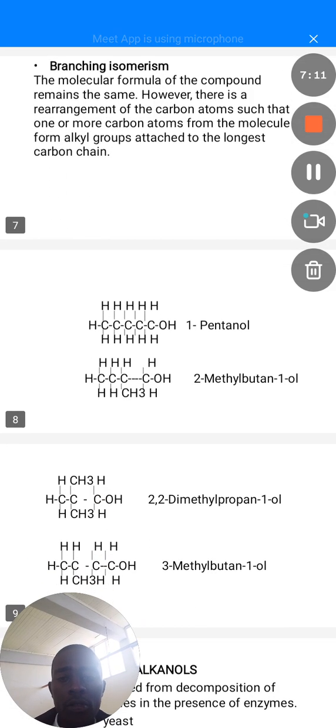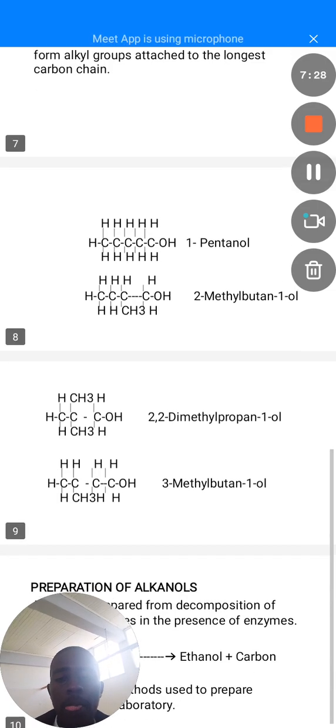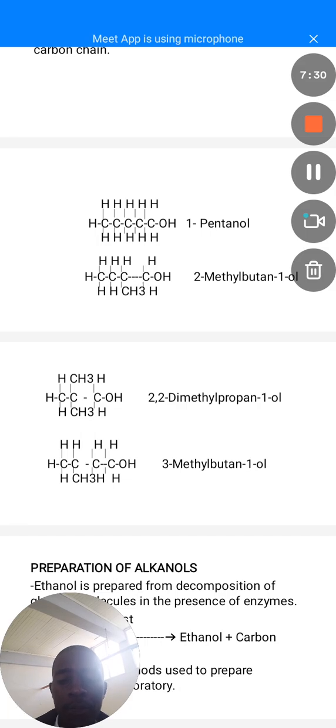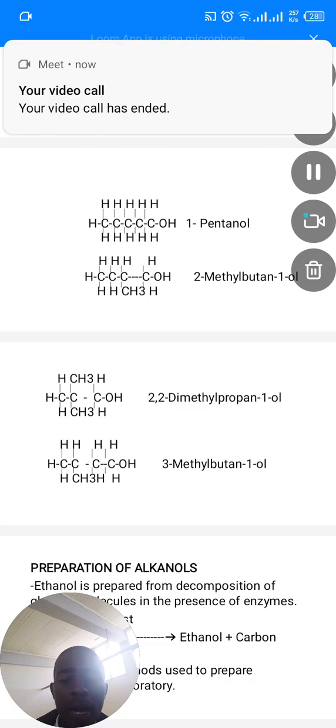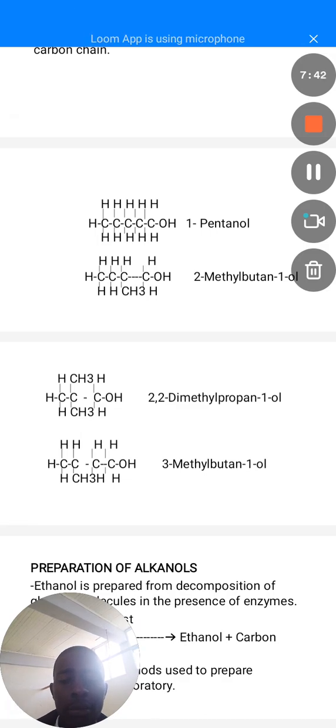So from that explanation of branching isomerism, you can see on your screen we have pentanol, that is the structure of 1-pentanol. Then we have the structure of 2-methylbutan-1-ol. Then the other structure is 2,2-dimethylpropan-1-ol. And the fourth structure is 3-methylbutan-1-ol. That is the structure that you can see on your screen.